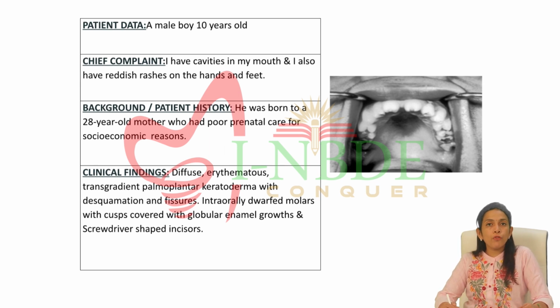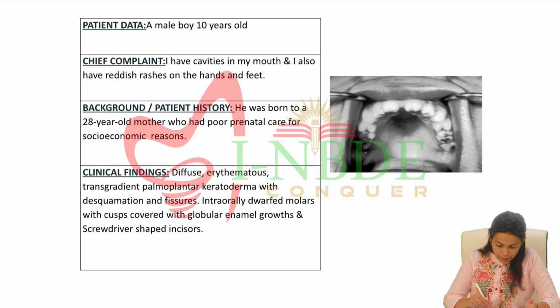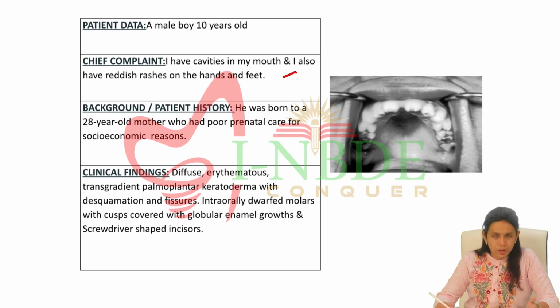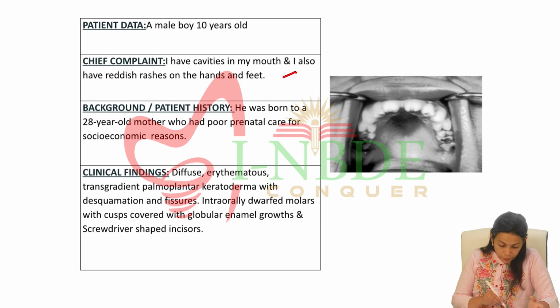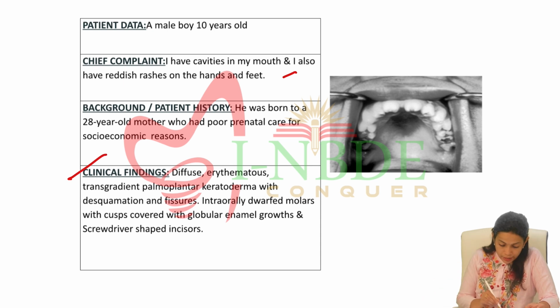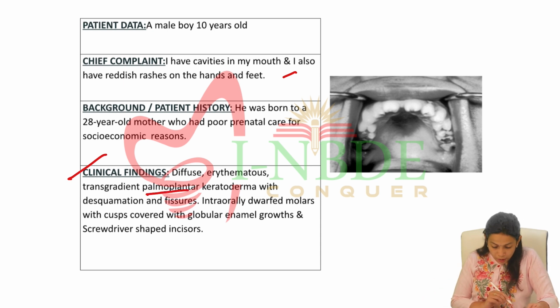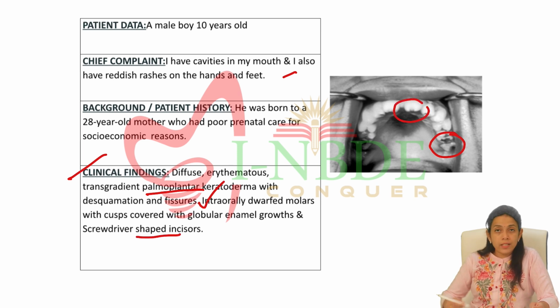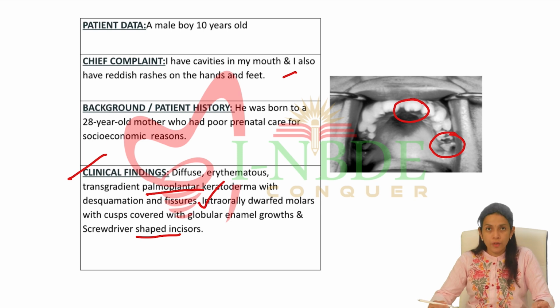So here it is a 10-year-old male, and he has cavities in the mouth and reddish rashes on the hands and feet. That's his chief complaint. And he was born to a mother who had poor prenatal care and belonged to a lower socioeconomic group. Okay, and then the clinical findings. So what are the clinical findings? There's a diffuse erythematous palmoplantar keratoderma along with desquamation and fissures, and intraorally we have seen dwarfed molars, as you can see in the picture, and also screwdriver shaped incisors. So all these can be nicely appreciated in the picture that is given, right?